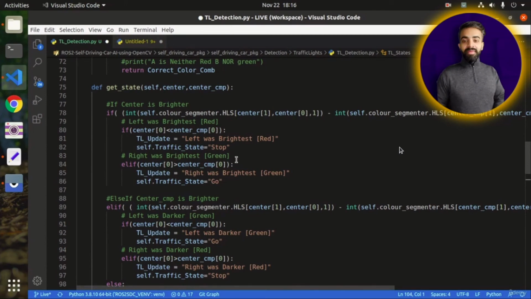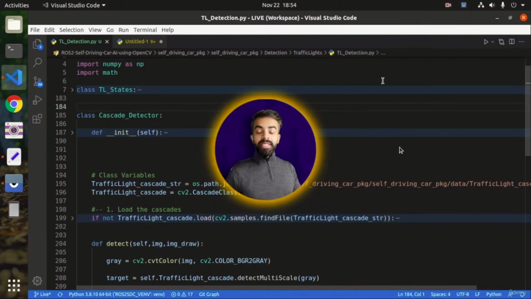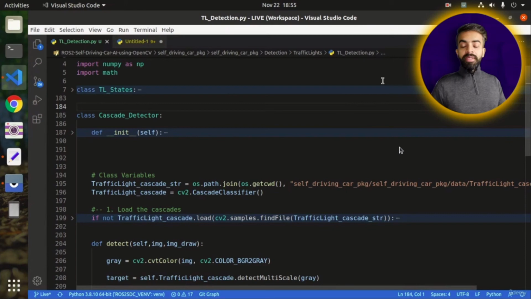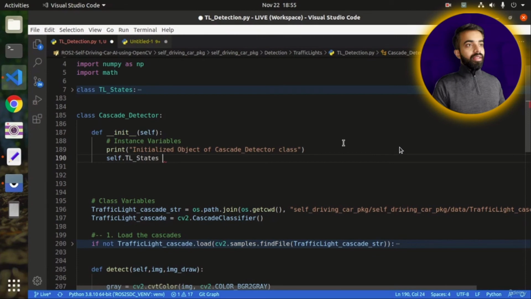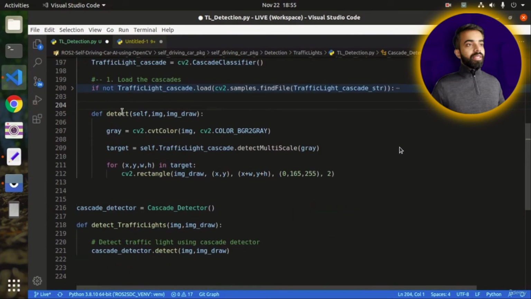This completes the getTrafficLightStates main function of the TrafficLightState class, and now we can simply import this class as an object inside the cascade detector and create this confirmation and state retrieval mechanism. Once the TrafficLightState class has been completed, we simply create an object of the TrafficLightState class inside the initialization function of the cascade detector object. This will be named as self.tlStates is equal to TrafficLightStates object. Then move inside the detect function, where we simply declare a few variables that we wish to extract from the getTrafficLightState function of the TrafficLightStates class.